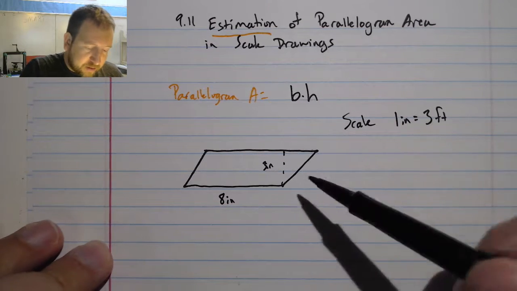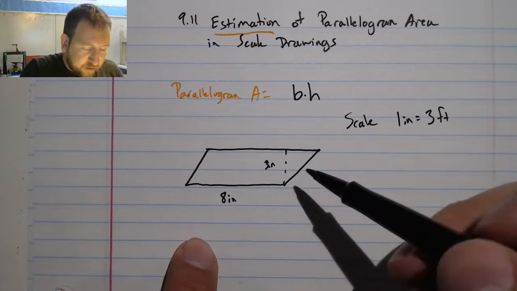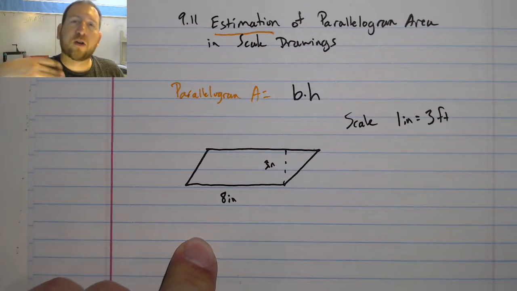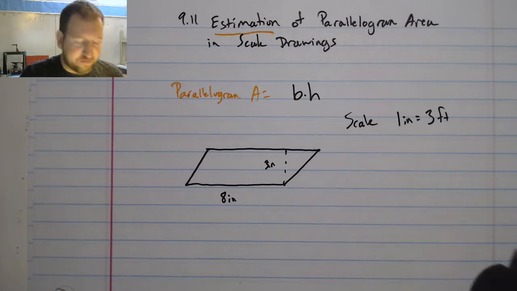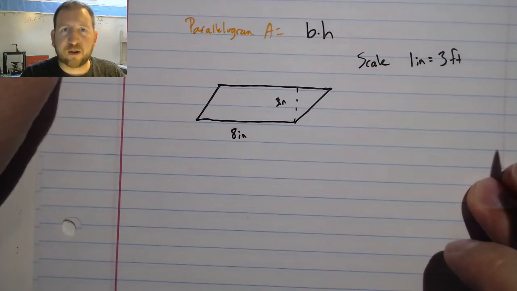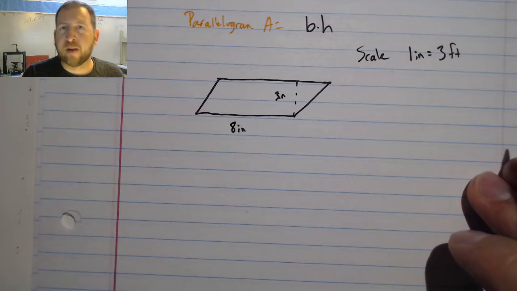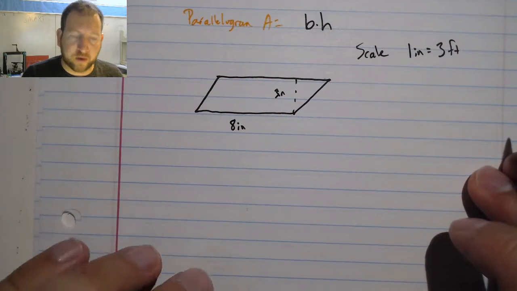So I'm going to use my scale factor to figure out what these are close to, and then I can find out the area-ish of my garden. Maybe in this case I'm trying to cover it with mulch or something else, and I want to know close to what it should be.